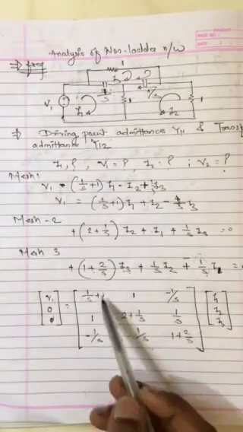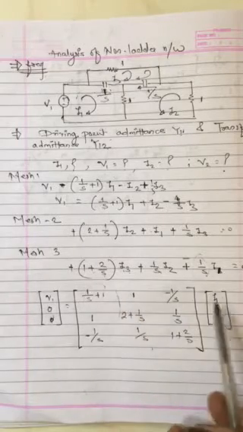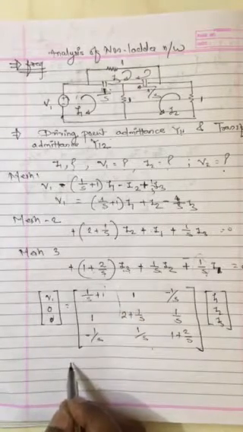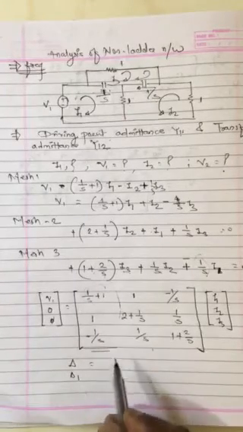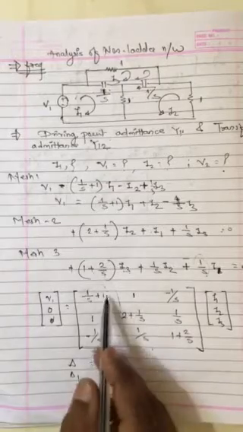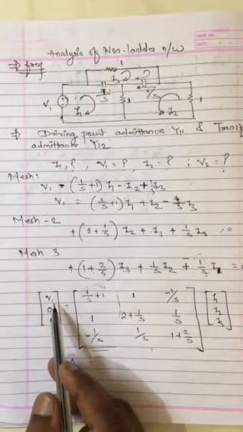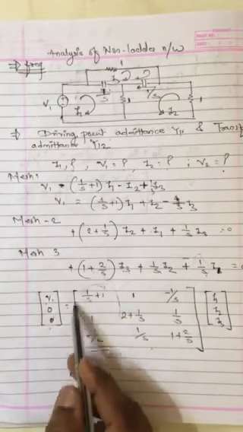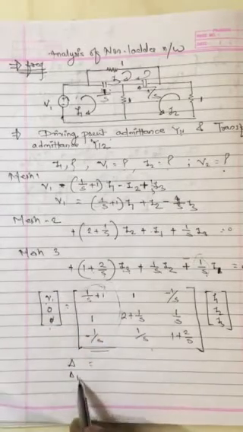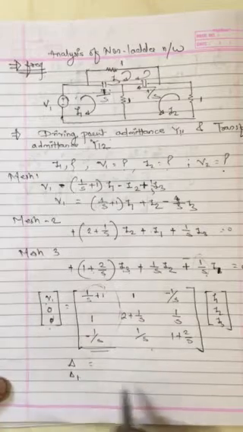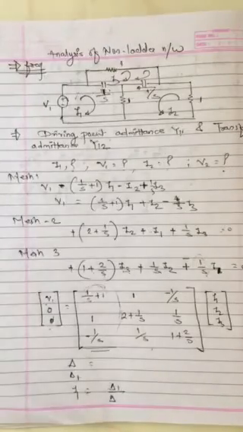Now how to find out I1? Whenever we wish to find out I1, we should replace all the coefficients of I1 by the constants and find out the determinant. So first of all we have to find out del, this is the determinant of this matrix. Then del 1 we will find out. Del 1 is what? Replace coefficients of I1 by the constant values, V1, 0 and 0. Then we will take the determinant, that will be del 1, right? And I1 is nothing but del 1 by del. Okay, this formula you know very well.